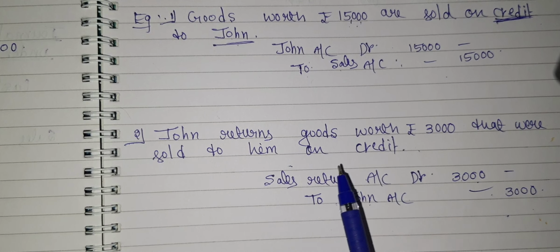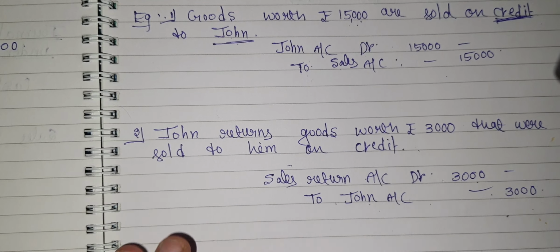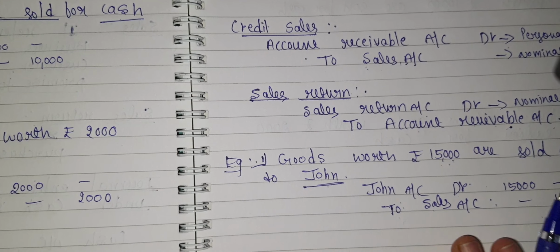This is about the journal entries under sales and sales return. I hope this concept is clear to you all.